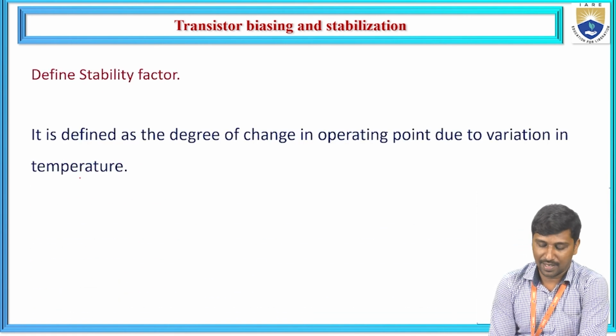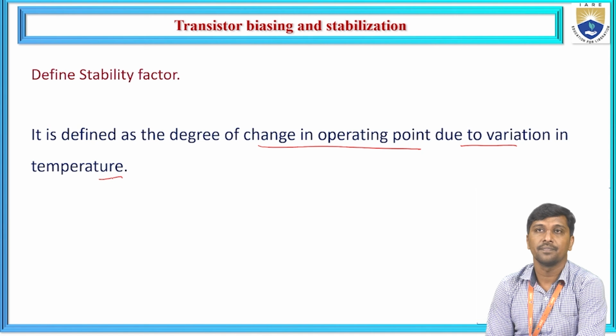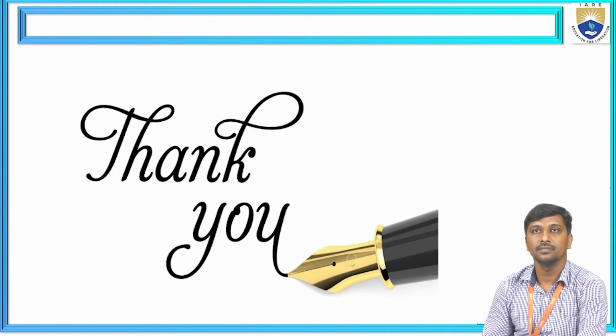Now, what is the stability factor? It is defined as the degree of change in operating point due to the variation in temperature. That is called the stability factor. So up to this point in this session, we discussed the definition terminology in module 3.